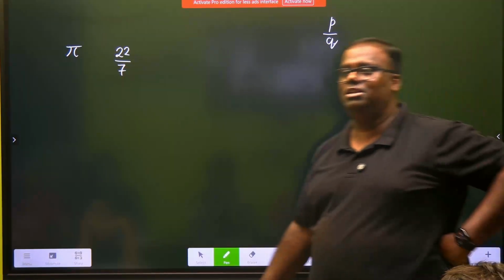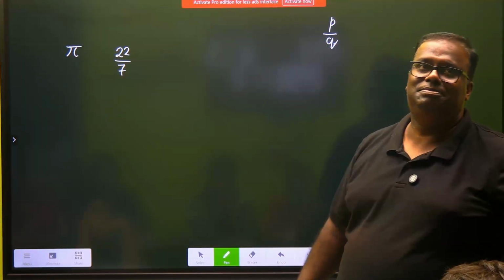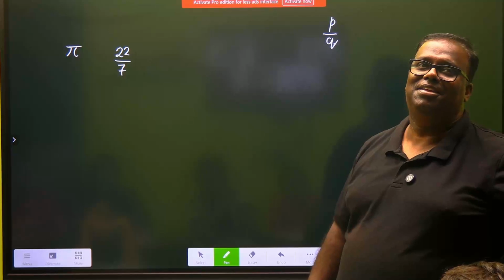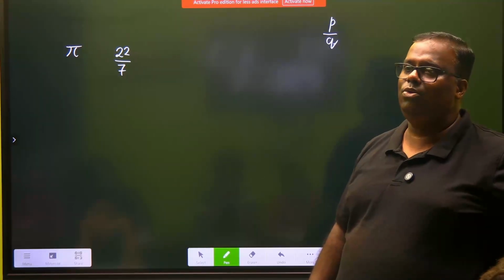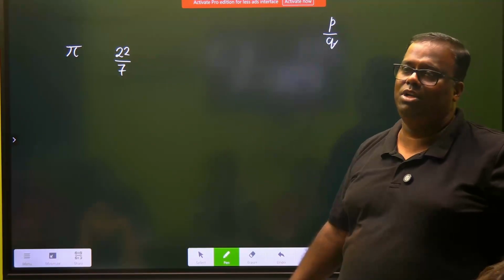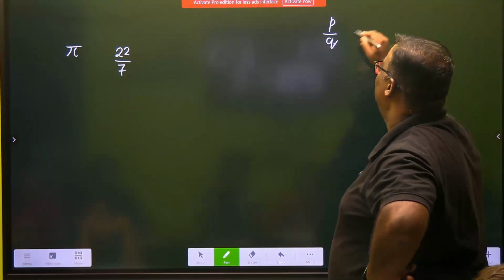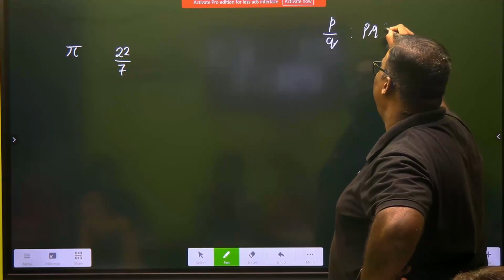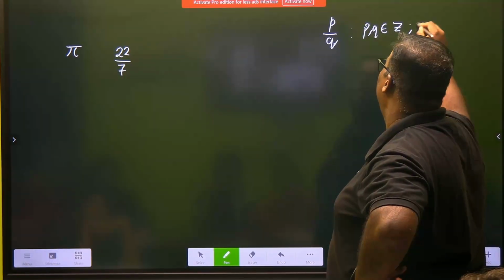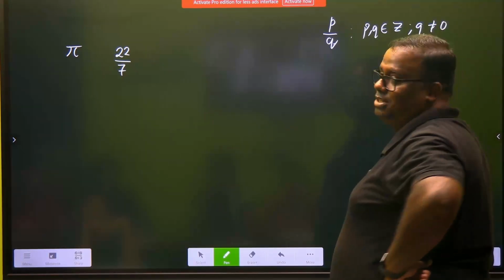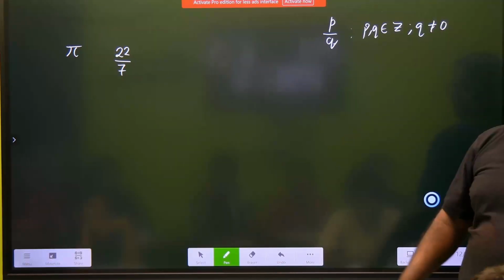You said terminating. No, he said in the form of P by Q. Just saying P by Q won't do. P is what? Parminder and Q is what? Queen. A number in the form of P by Q. Now you are all grown up children. P and Q belong to the integer family, Q not equal to 0. This is a rational number.